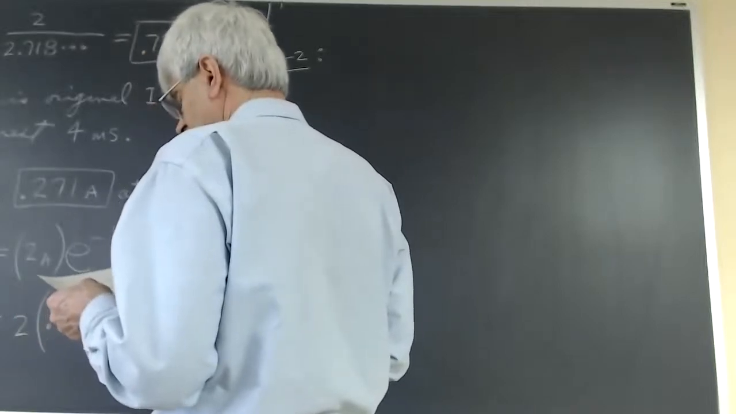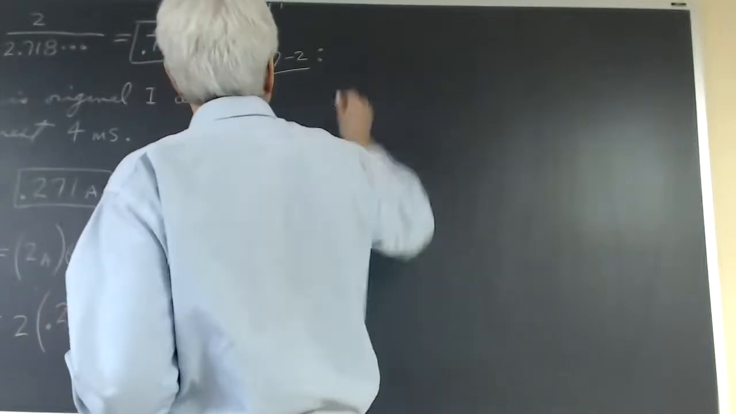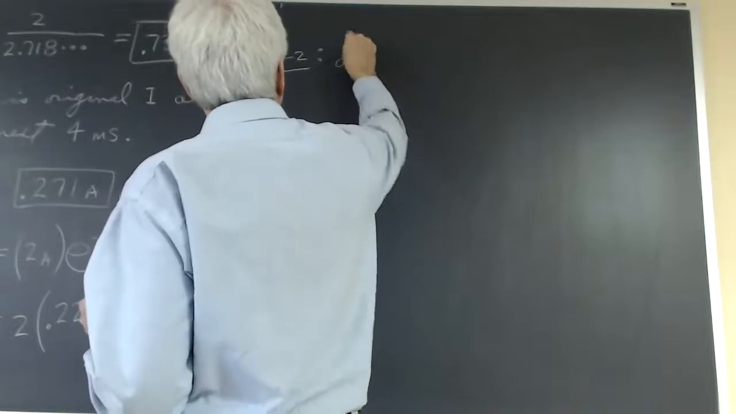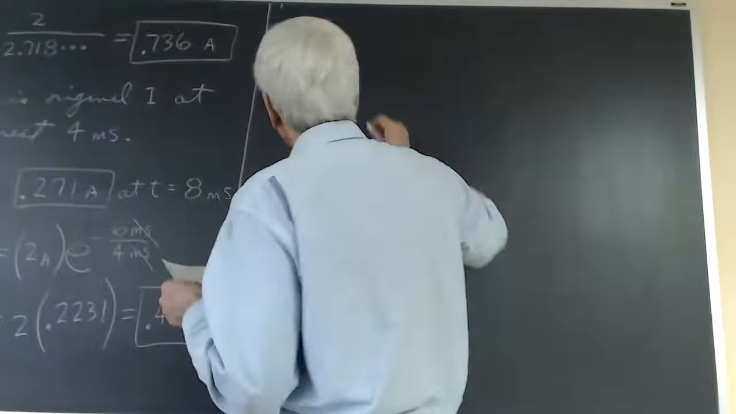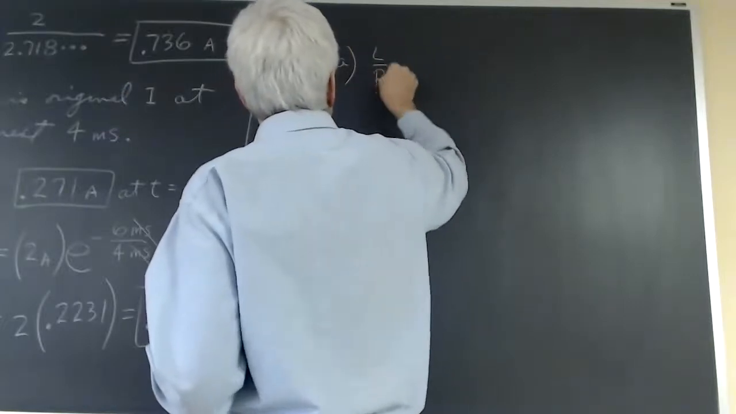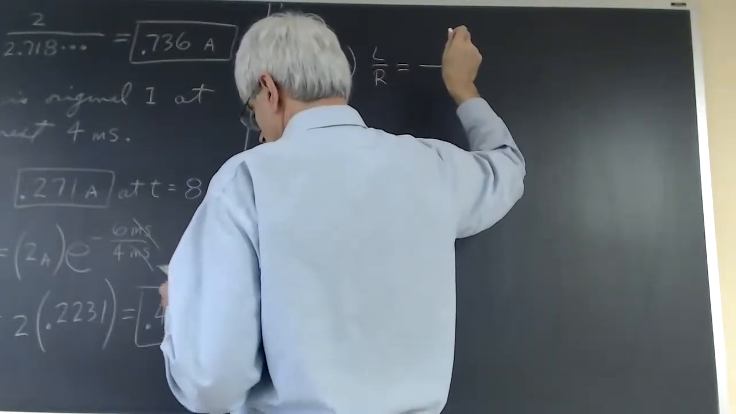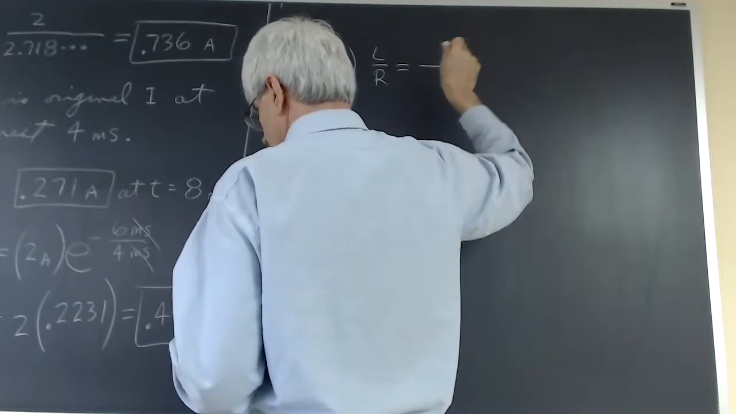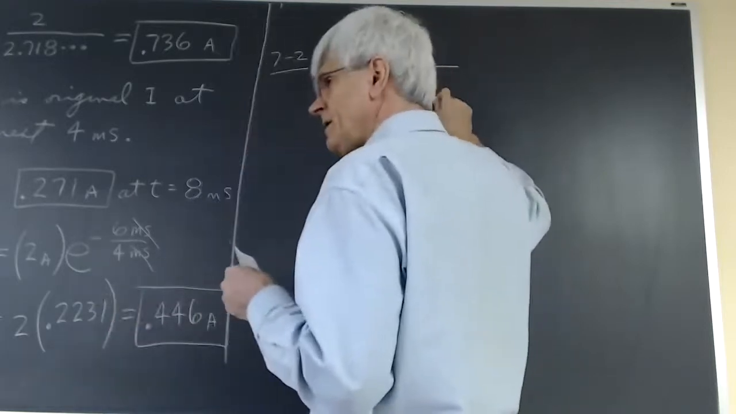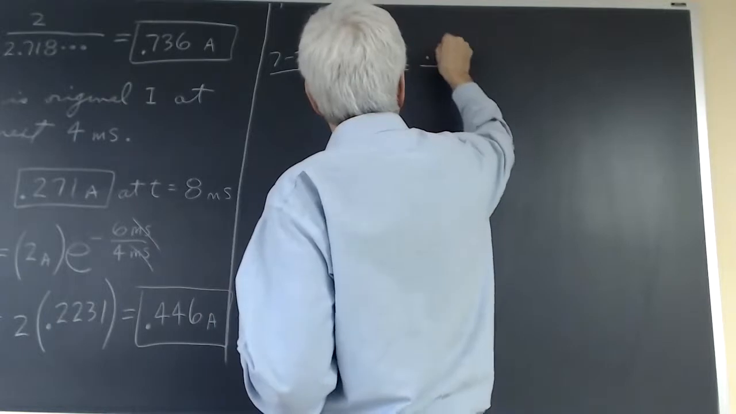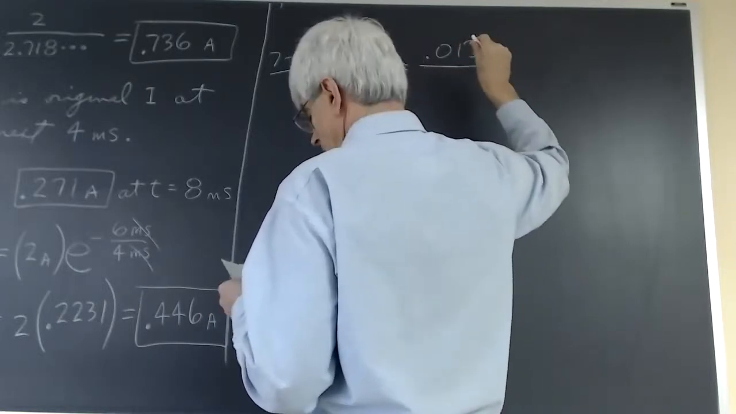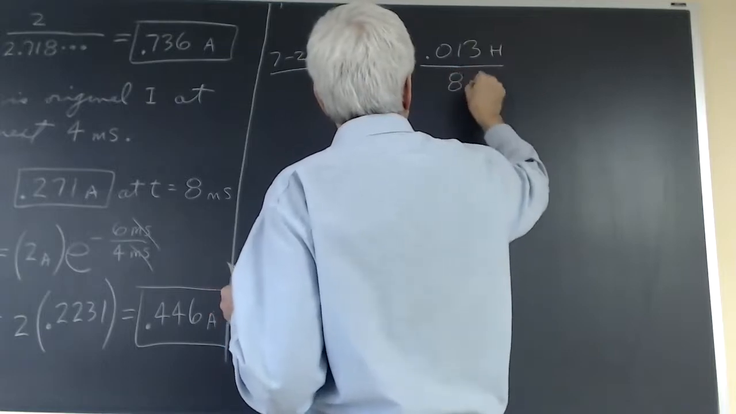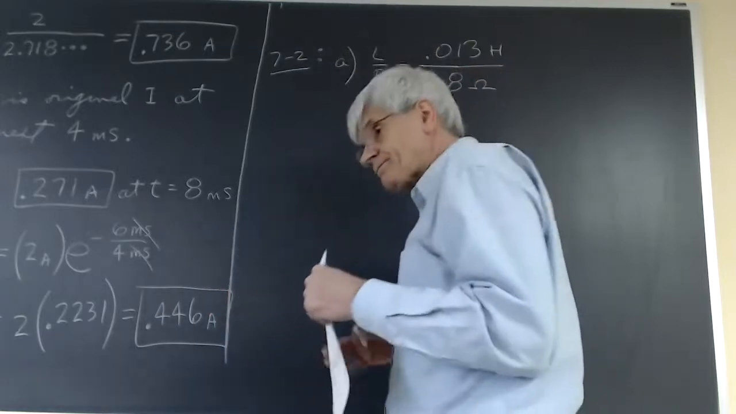First part asks for the time constant. Just like in that other one over there, L over R. 0.013, 13 millihenries, 0.013 of a henry, and 8 ohms of resistance.